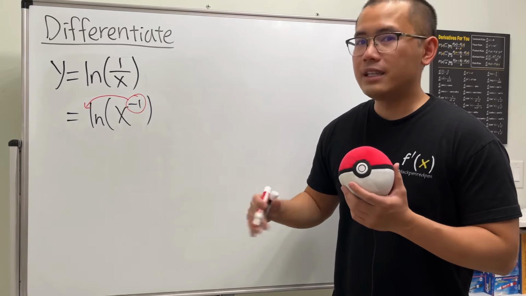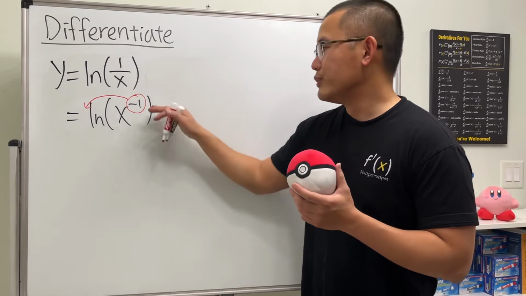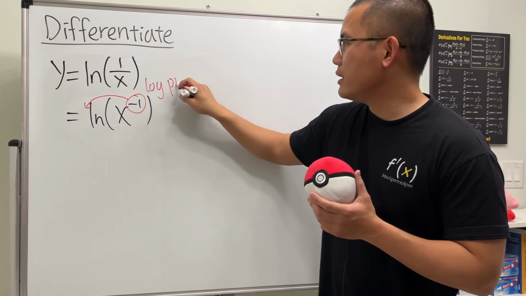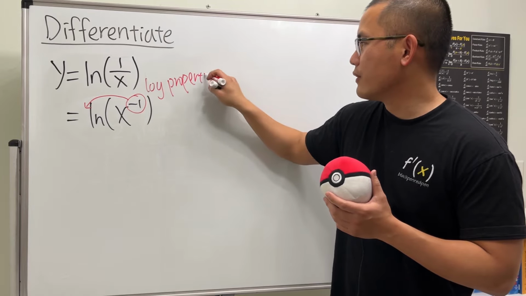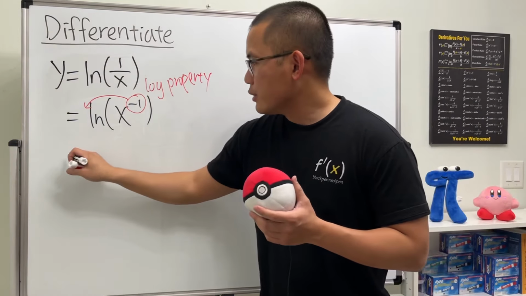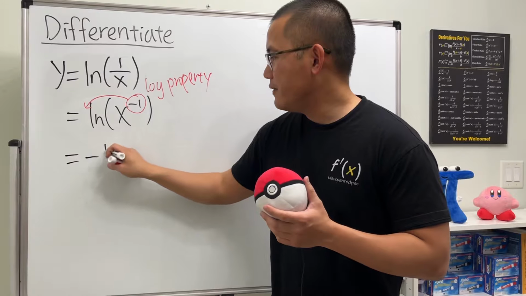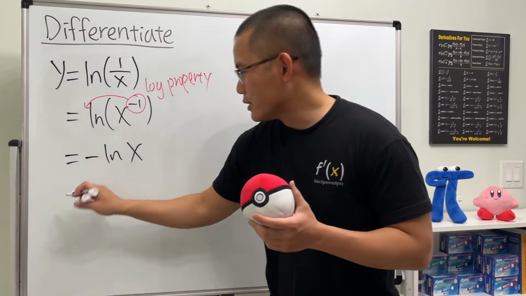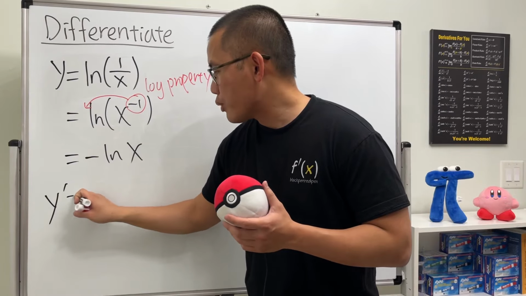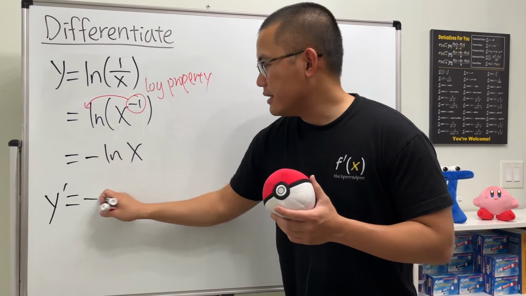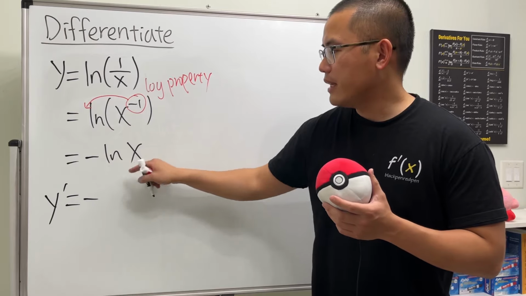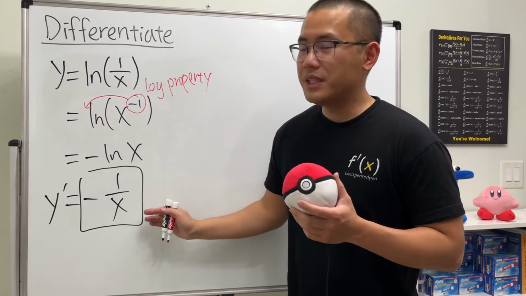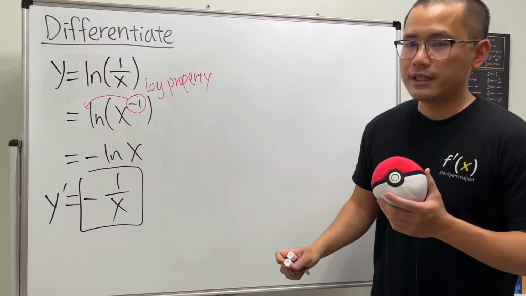And this is not the power rule for derivative, so do not minus 1. This right here is just the log property, and of course we have natural log, so this still applies. So in fact, we will just have negative ln x, and that's the y. And now we can just look at this and differentiate. So y prime is going to be the negative stays, and the derivative of ln x is 1 over x. And that's it. So this is the derivative for ln of 1 over x.